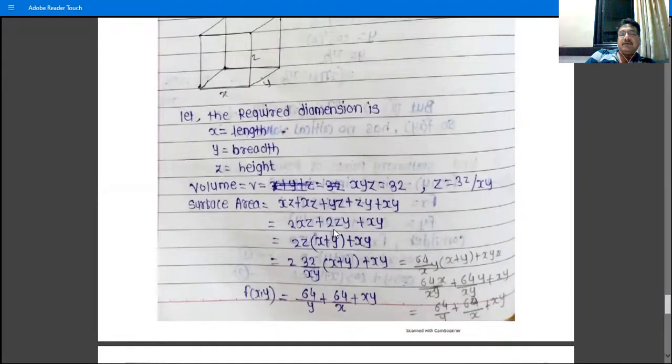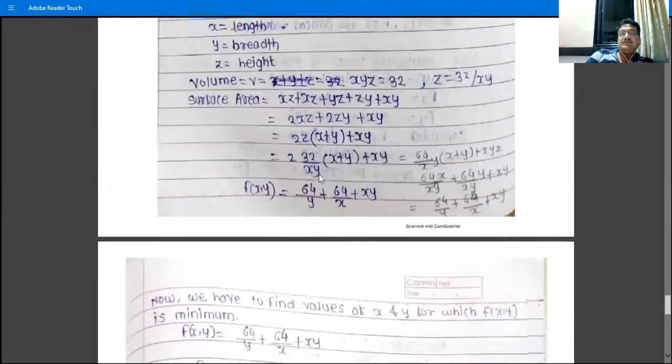Take 2z as common from this and substitute z as 32 divided by x into y, and simplify this function. After simplification we have 64 by y plus 64 by x plus xy. Denote this function as f(x,y). That is, the surface area is denoted by the function f(x,y), and now we have to make f(x,y) minimum.